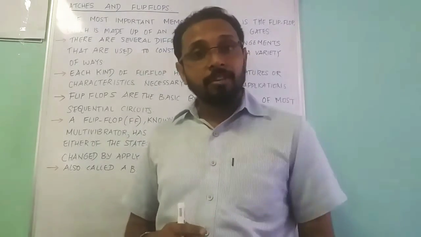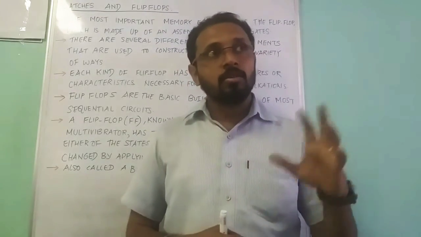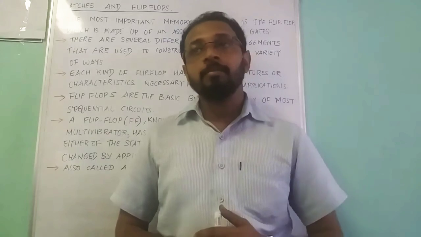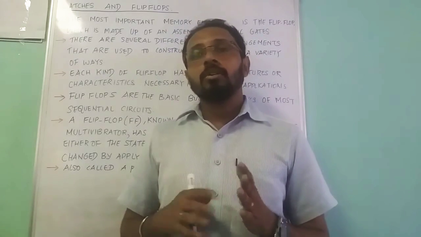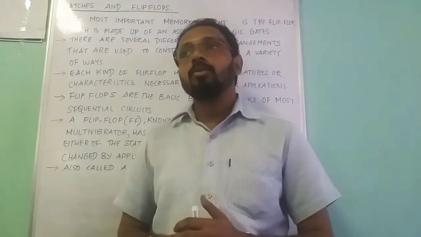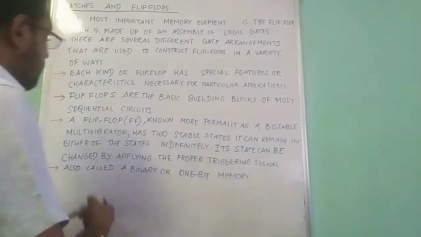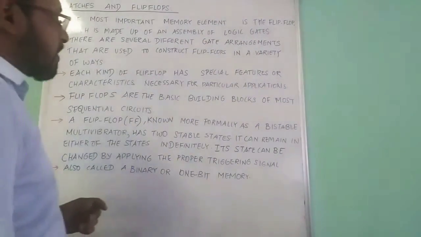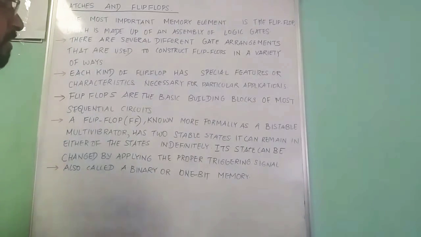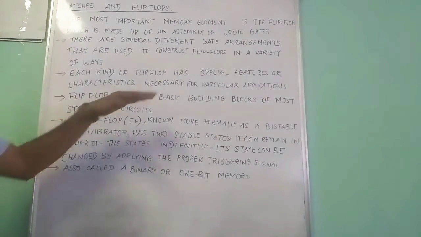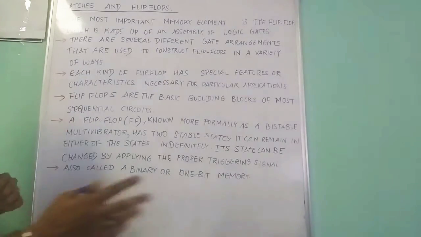And we have the T flip-flop, which stands for toggle. Toggle means a kind of inversion type, and that will also be explained later. And also the D flip-flop, which stands for data flip-flop. So each kind of flip-flop has special features or characteristics necessary for particular applications. Flip-flops are the basic building blocks of most sequential circuits.